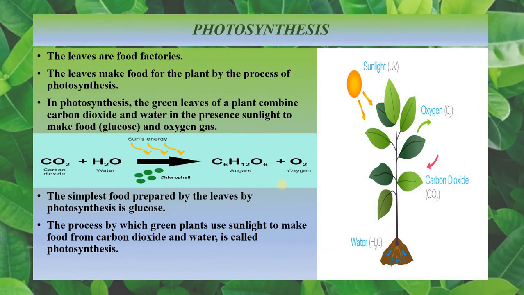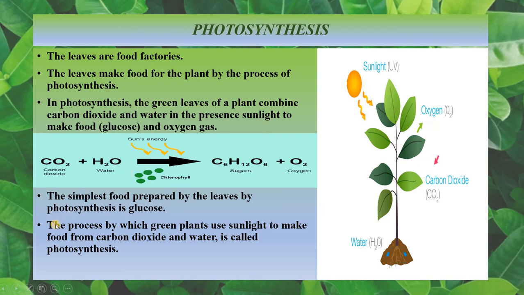Now, photosynthesis, very, very important. What is photosynthesis? The leaves are known as the food factories. That means in the leaves, the foods are produced. These leaves make the food by the process of photosynthesis. In photosynthesis, the green leaves of a plant combine carbon dioxide and water in presence of sunlight to make the food glucose and oxygen gas.